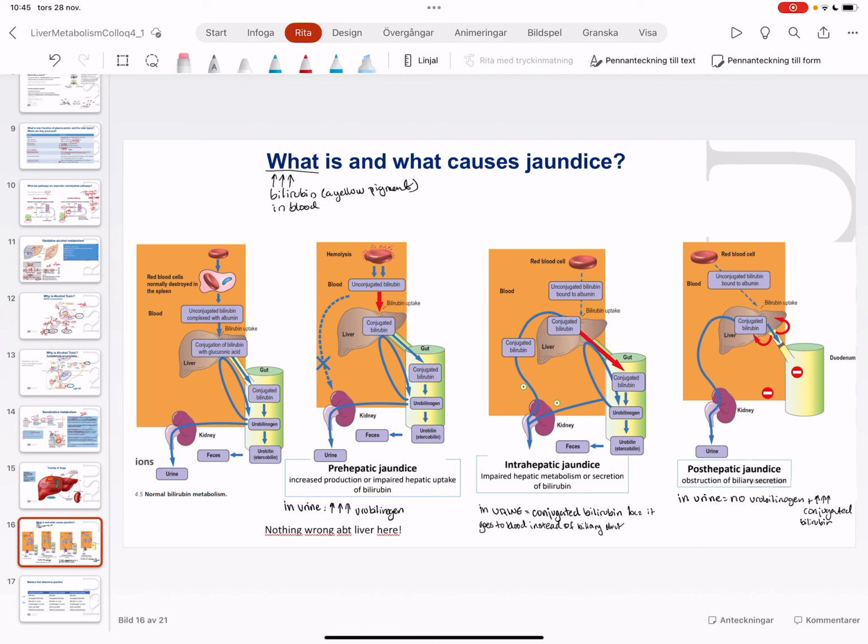Now, what causes jaundice? You just have to remember one thing: bilirubin, a high amount of bilirubin in the blood, which is a yellow pigment. That's why jaundice is when somebody is very yellow. But let's talk about that.